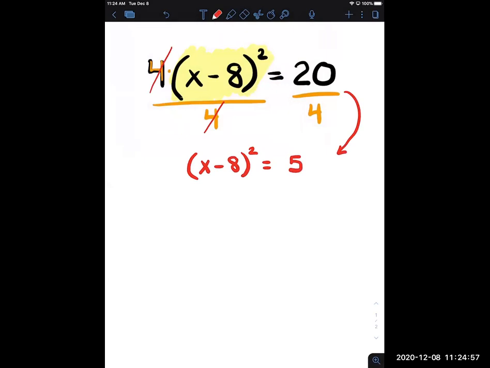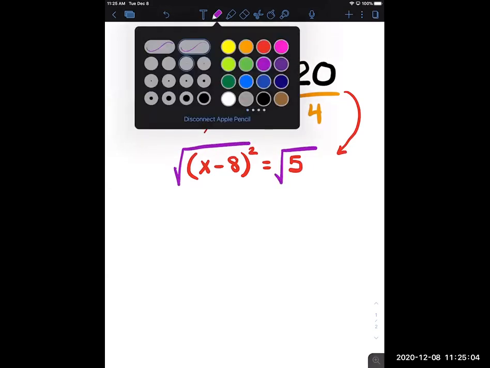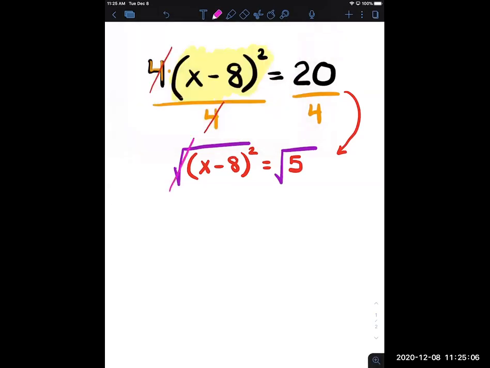Now the second step, if you remember, is to take the square root of both sides. The square root and the square cancel out, which leaves us with x minus 8. And there is not a square root of 5. It comes out to be a decimal. So I'm going to leave this side as plus or minus the square root of 5.